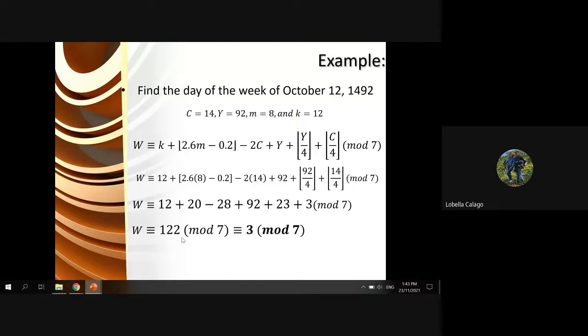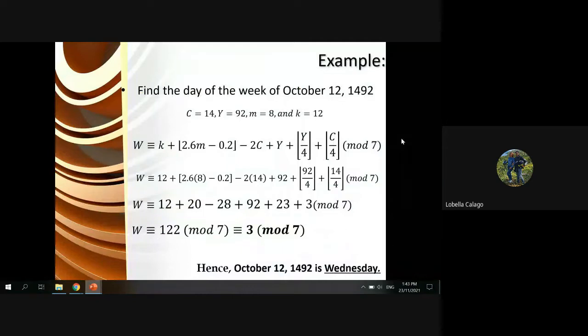So just divide 122 by 7. This will give us a remainder of 3. So what is 3? Zero is Sunday, 1 is Monday, 2 is Tuesday, 3 is Wednesday. Therefore, October 12, 1492 is on Wednesday. Okay, so that's all.